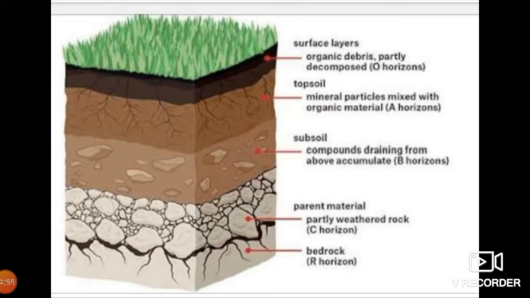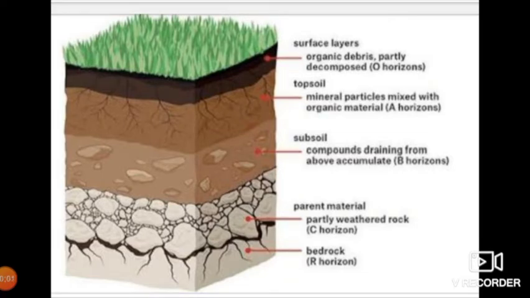And the third one we studied is the C horizon. Here it is mixed with the parent rock, because it has weathered pieces of rock, and it is usually characterized by cracks and crevices. It is very difficult to dig this soil. And the last layer is called the R horizon or bedrock. That is the lowermost layer, and it is full of parent rock.